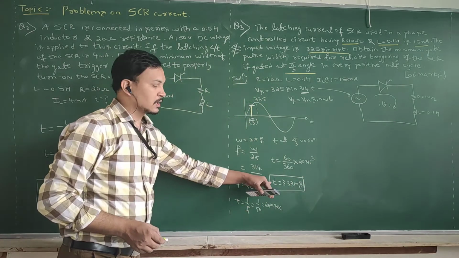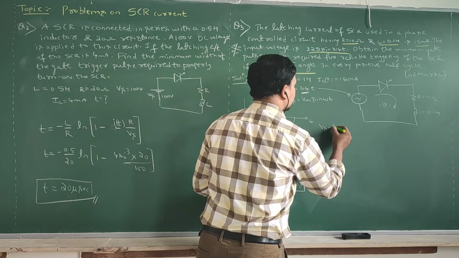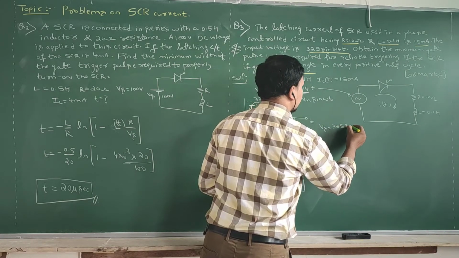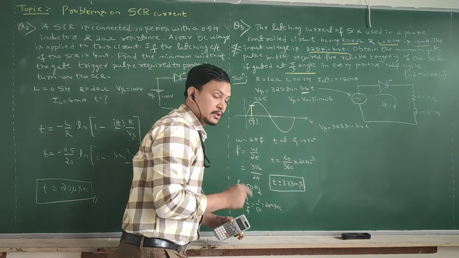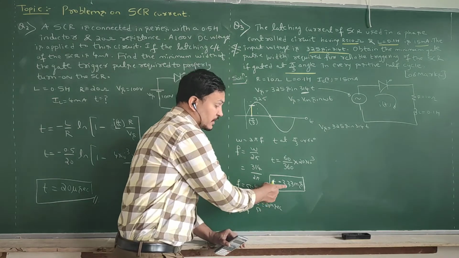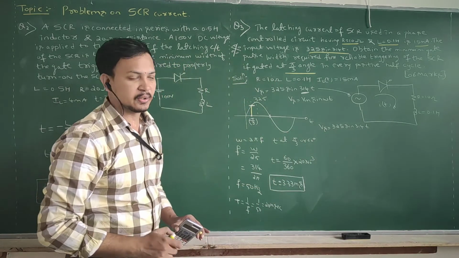Okay, 3.33 milliseconds. Now you can find Vs value. Vs is 325 sin 314 t. Now substitute this t value at this particular instantaneous time. You will get the magnitude.